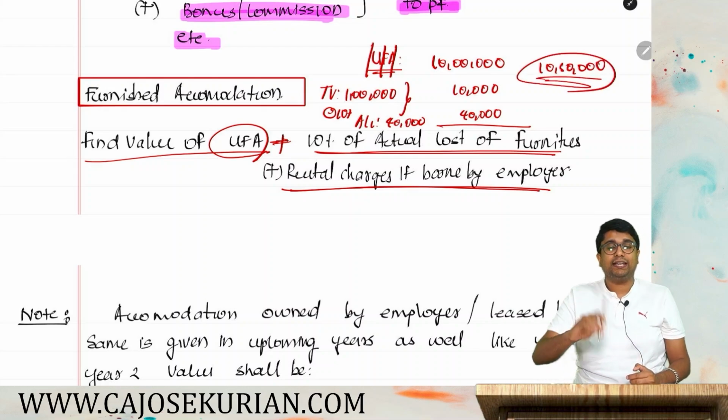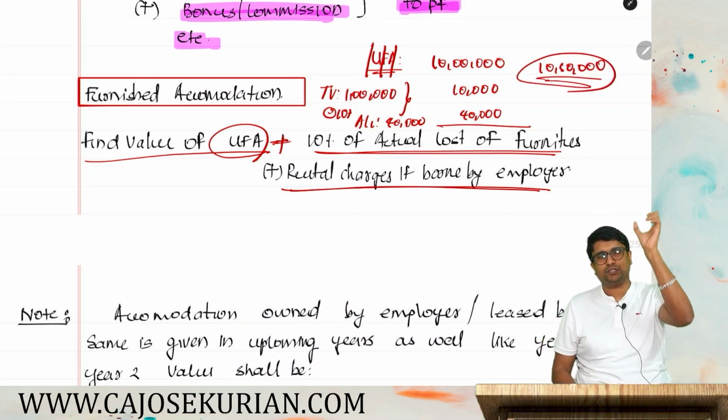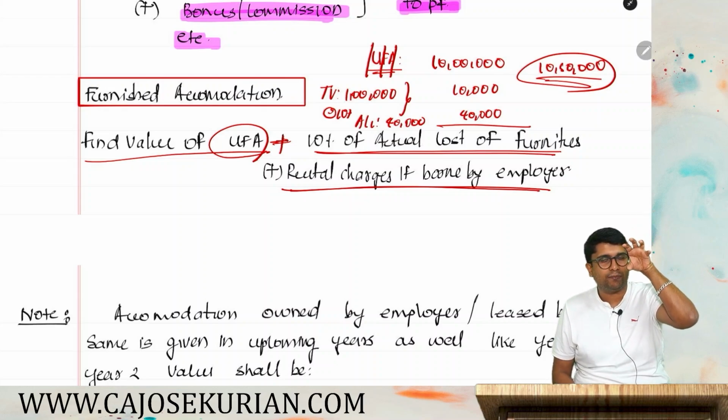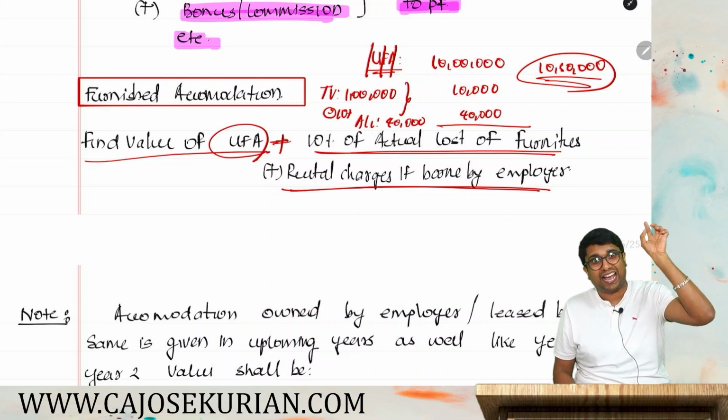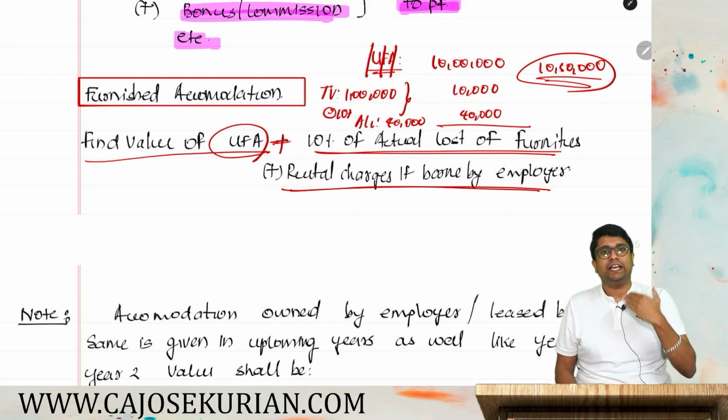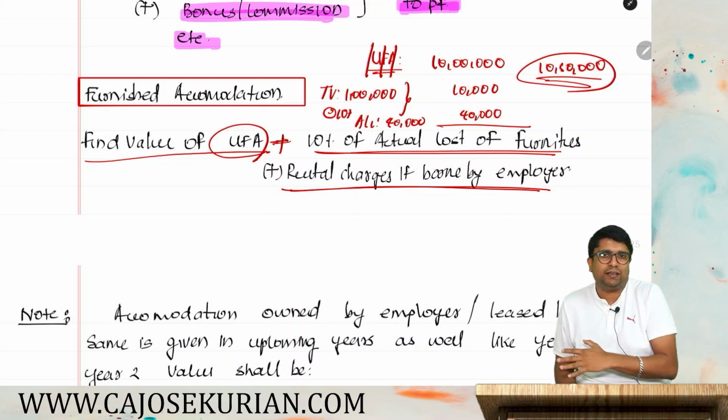So in the case, if the house is a furnished accommodation, first you value unfurnished accommodation, then you add the value of the furniture. If the furniture is owned by the employer and given to the employee, then annually, 10% of the original cost to the employer is the annual value of the furniture. If the furniture is taken on rent by the employer, then nothing to worry.